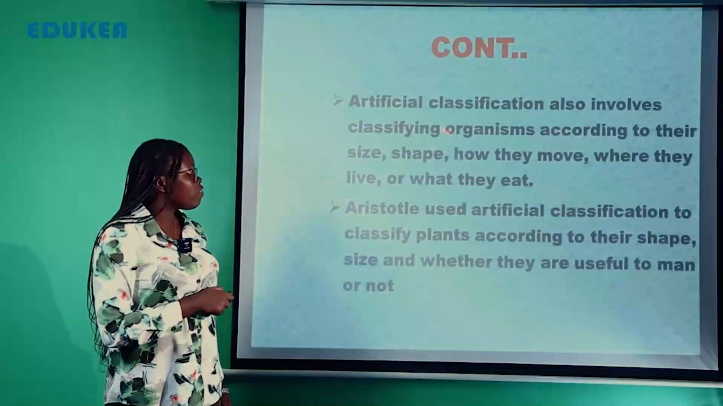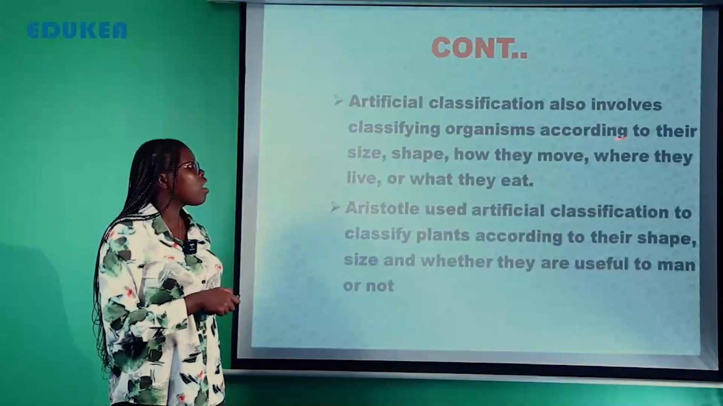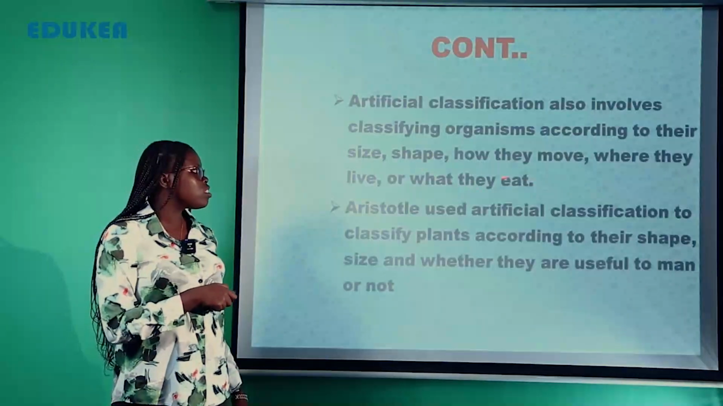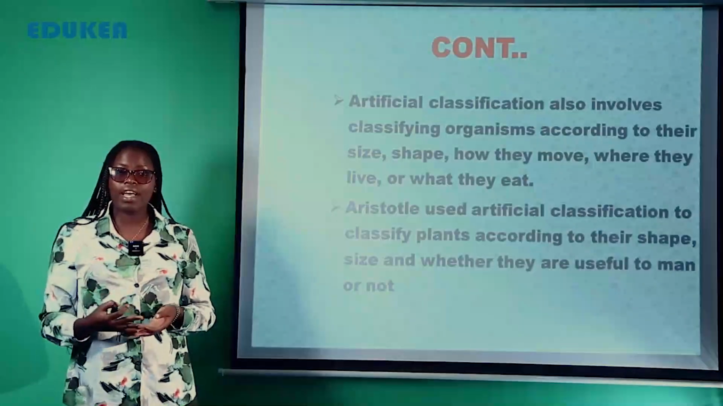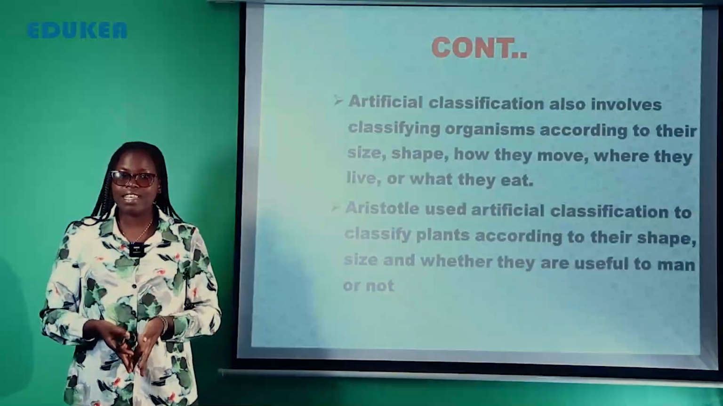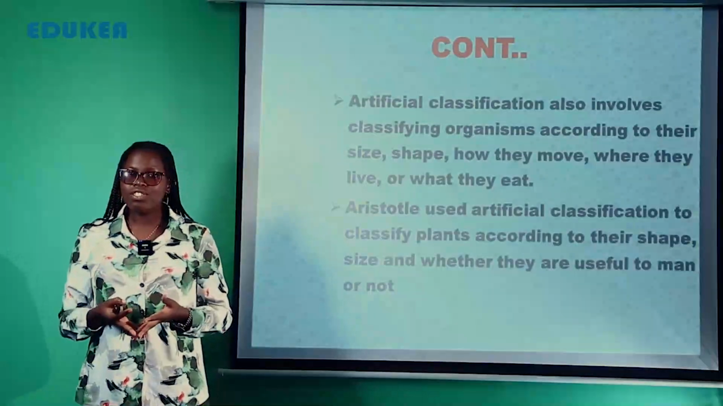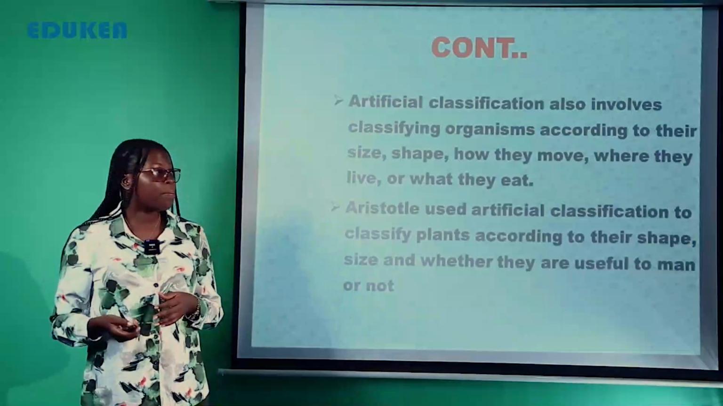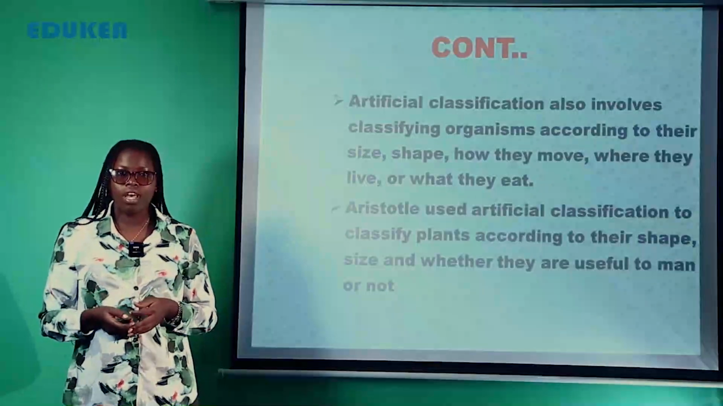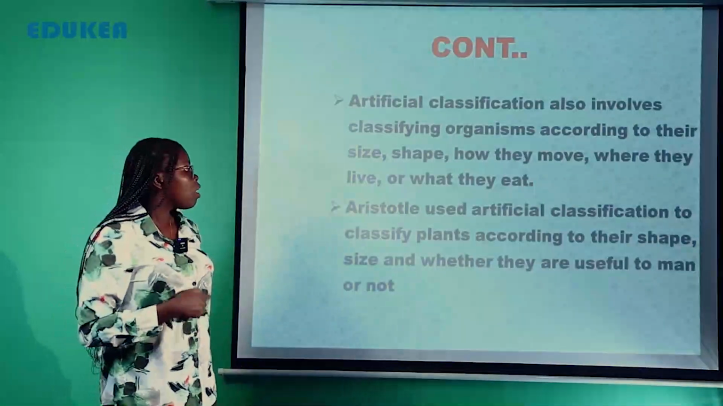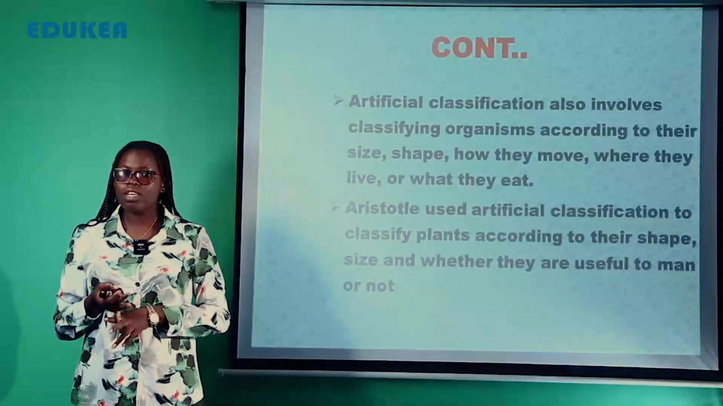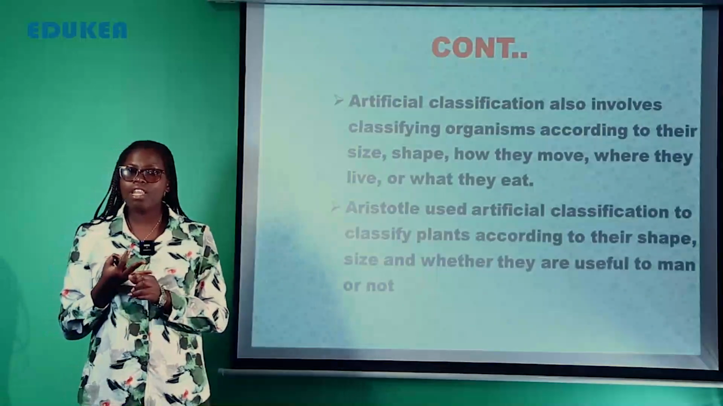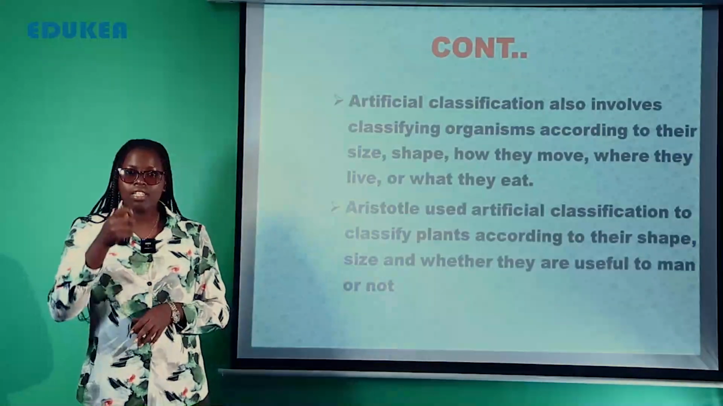Now, artificial classification also involves classifying organisms according to their size, shape, how they move, where they live, and what they eat. In the same way, we can use artificial classification to classify organisms by looking at their body size. Are they large? Are they medium sized? Are they small? Also by looking at their shape, also by looking at their locomotion. How do they move? Also where they live. Are they living in an aquatic environment? Are they living in a terrestrial one? Also on what they eat. Are they herbivores? Are they carnivores? Are they omnivores? And so forth.